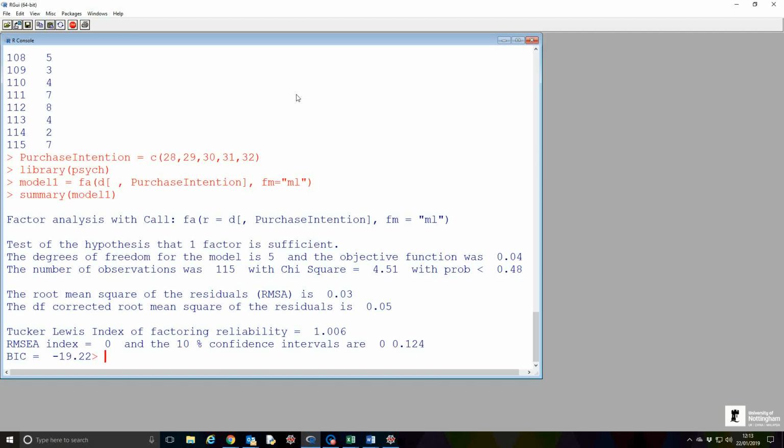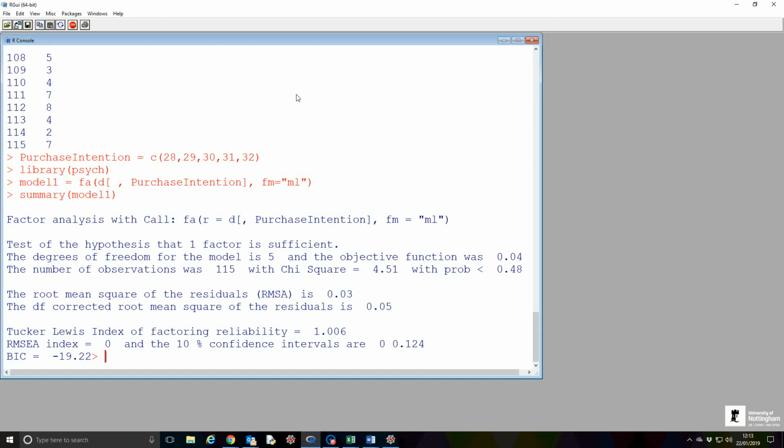And the BIC is the Bayesian information criterion index that shows us how much information we've gotten from our model. The BIC is again similar to the TLI. The higher the number, the more information we have extracted. The lower the number, the less information we have extracted. Both the TLI and the BIC by themselves do not necessarily give us all the information.